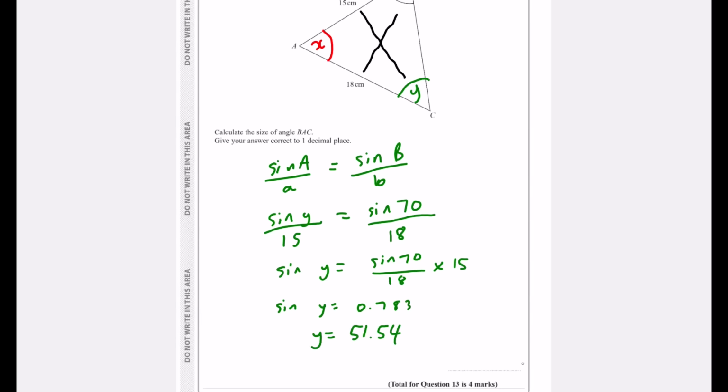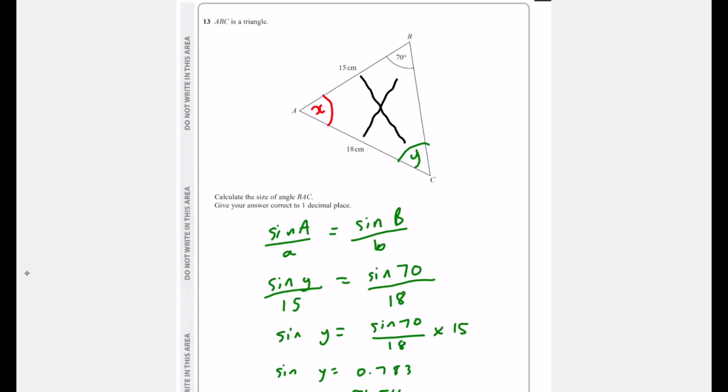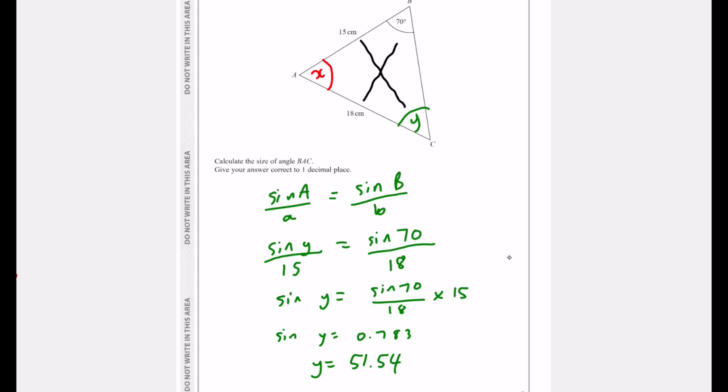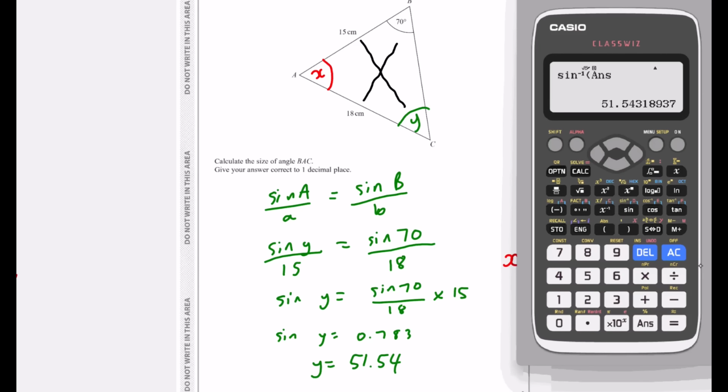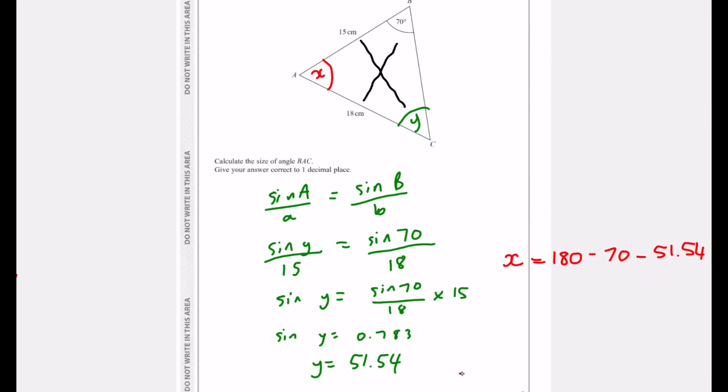So we've got everything we need to work out X now. Just do my working out on the side. So X is going to be 180, take away 70, take away my answer. I'll use the answer button on the calculator so I don't round too soon. It won't be a problem in this case anyway. 180, take away 70, take away the answer, 58.5. 58.5 degrees.